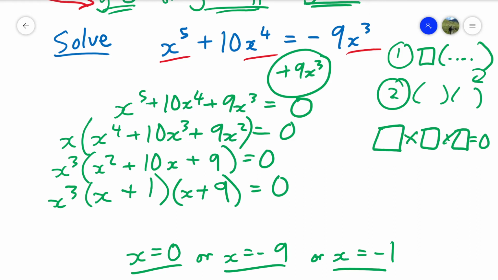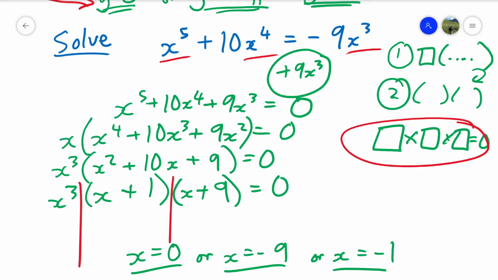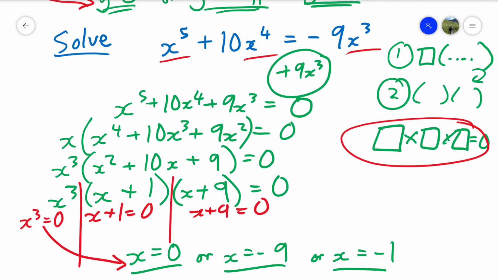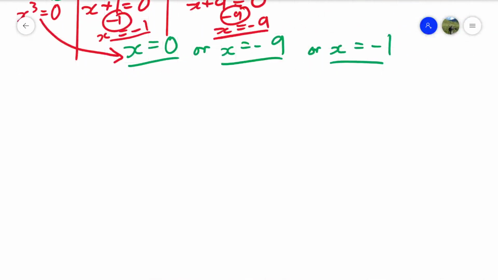So let's now identify that we've got three things multiplied together that make 0. Therefore, one of them has to be 0. So either x cubed equals 0, or x plus 1 equals 0, or x plus 9 equals 0. If x cubed equals 0, obviously x equals 0. Let's minus 1 from both sides here. That makes x equals minus 1. Minus 9 from here, and that makes x equals minus 9. That gives us the three answers that I mentioned earlier. Let's do the next question.